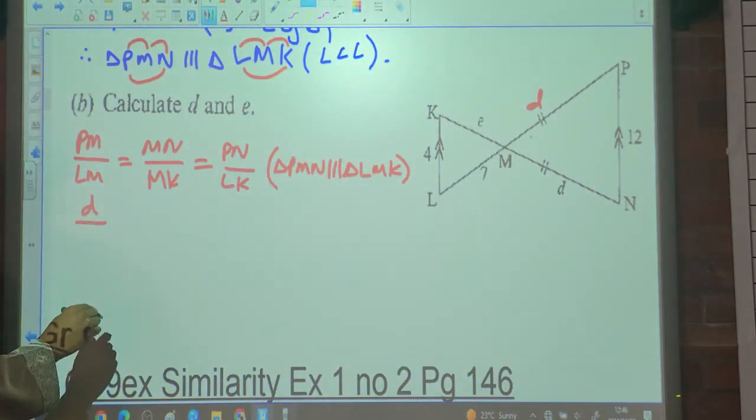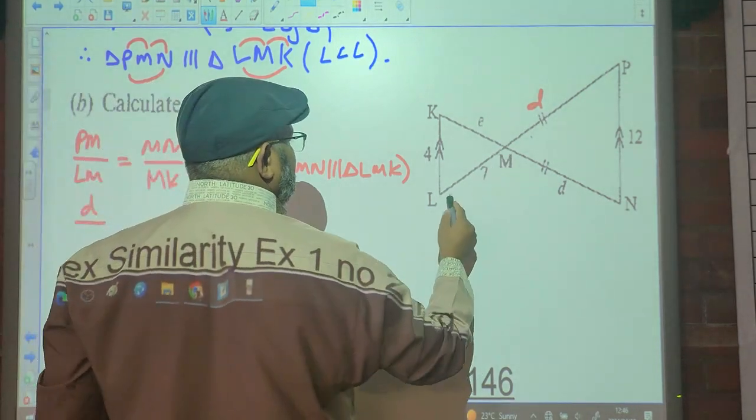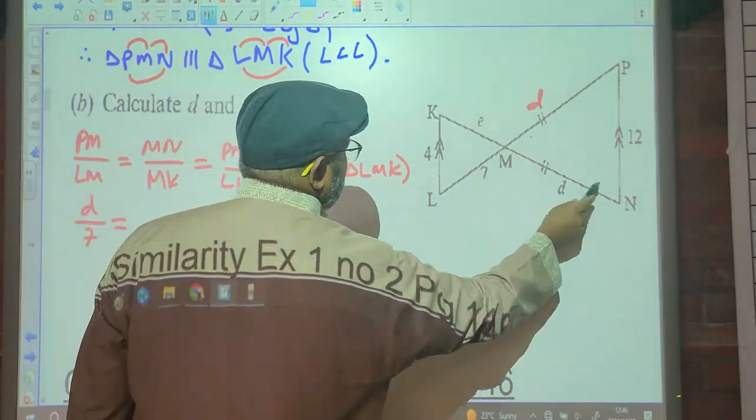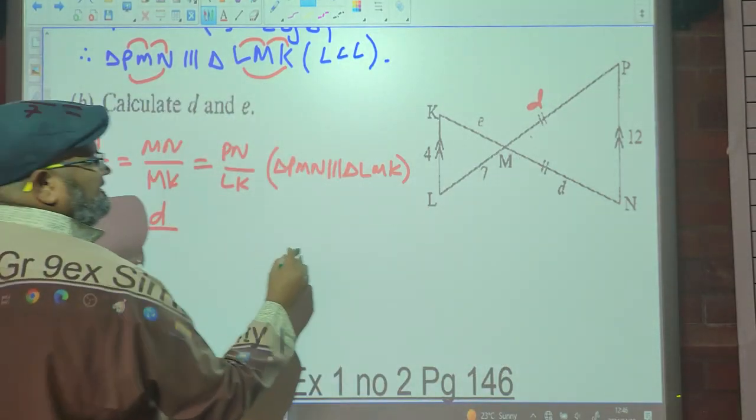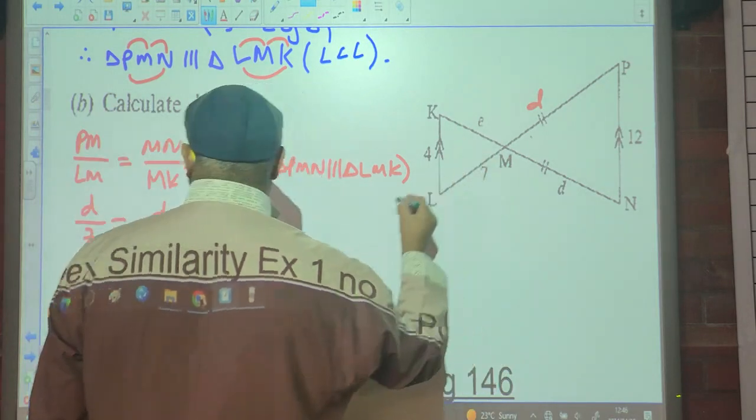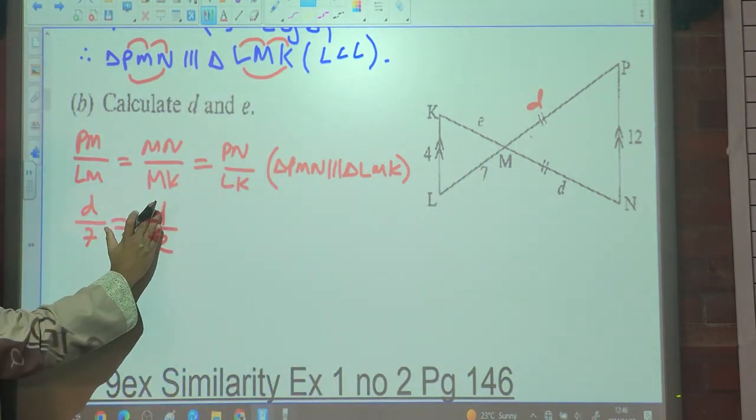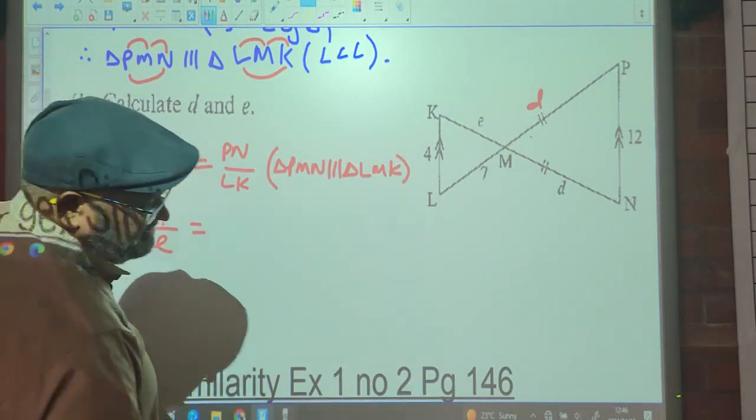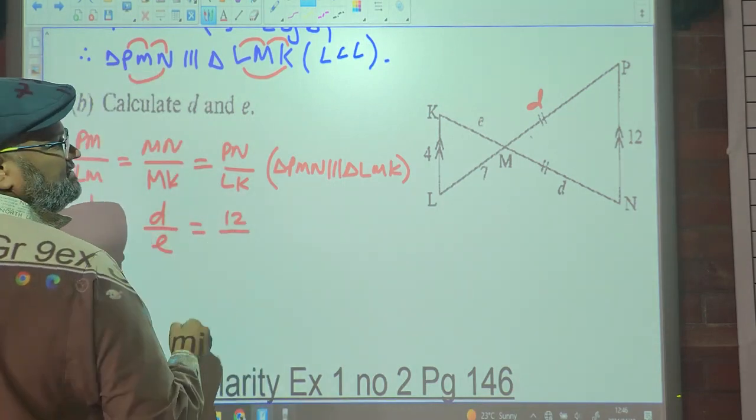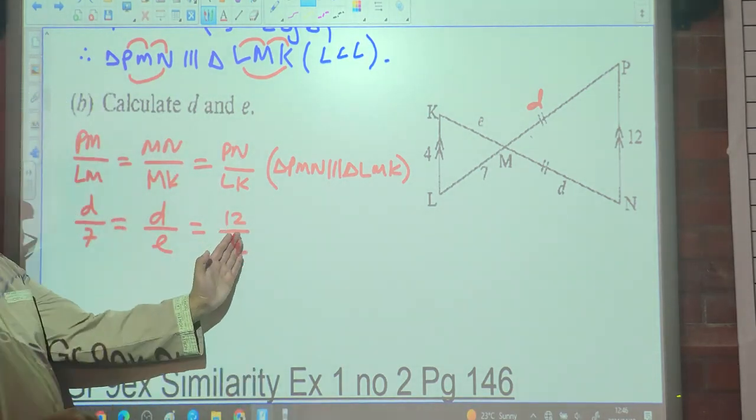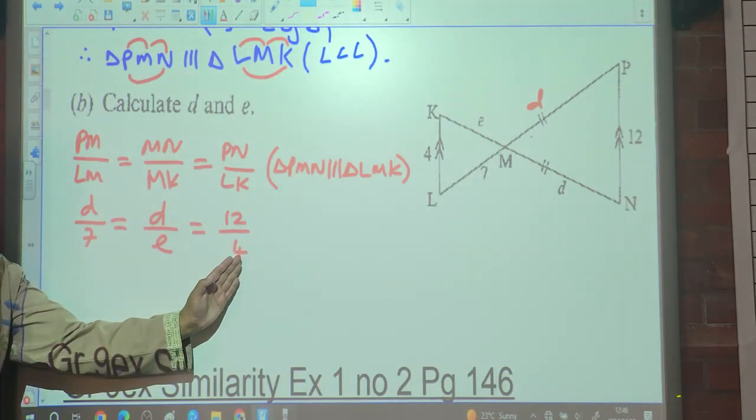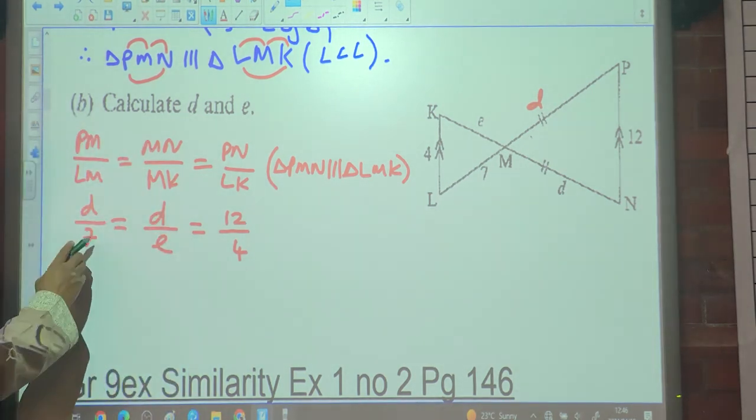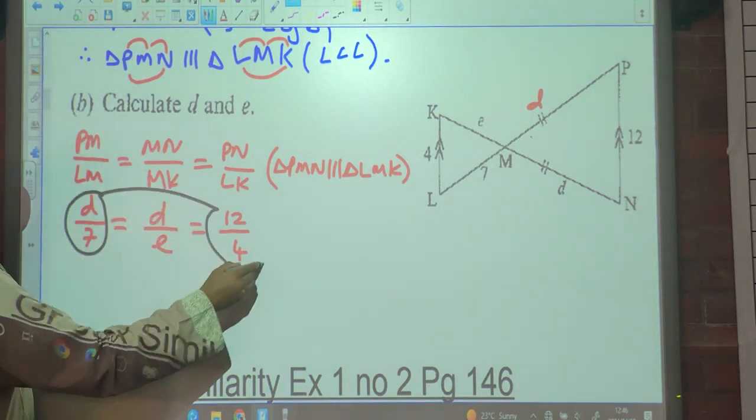Not so? So D over LM, which is 7, equals MN, D, over MK, E. So of course I can't use this. Equals PN, 12, over, and there's my known ratio. Can you see that, people? So what can be determined at this point? We can calculate D.